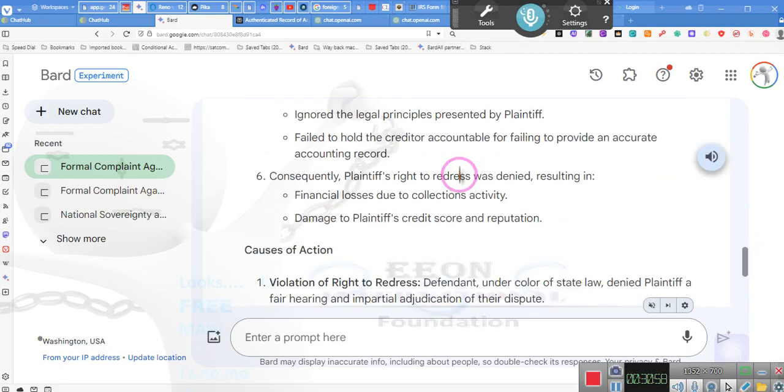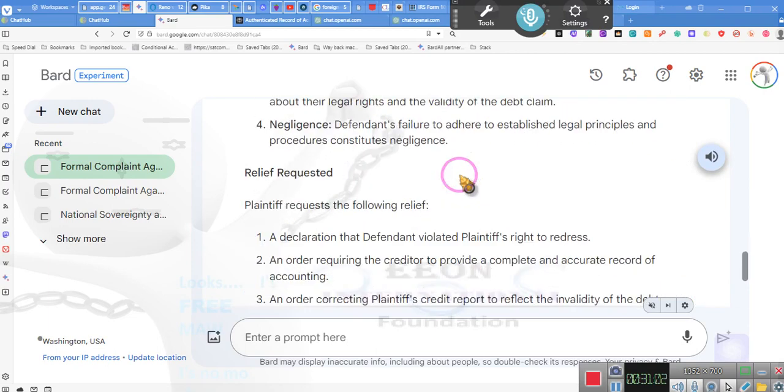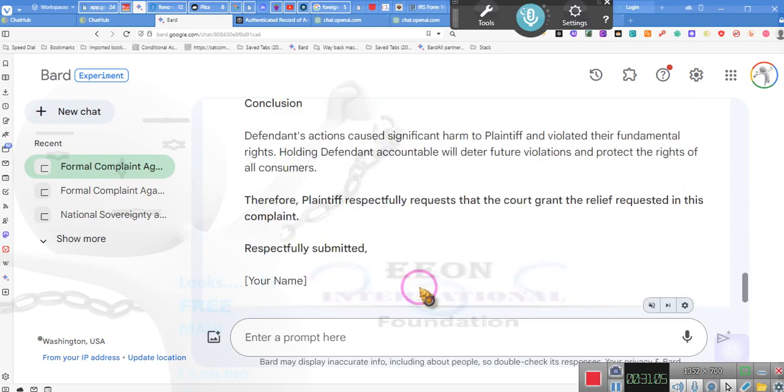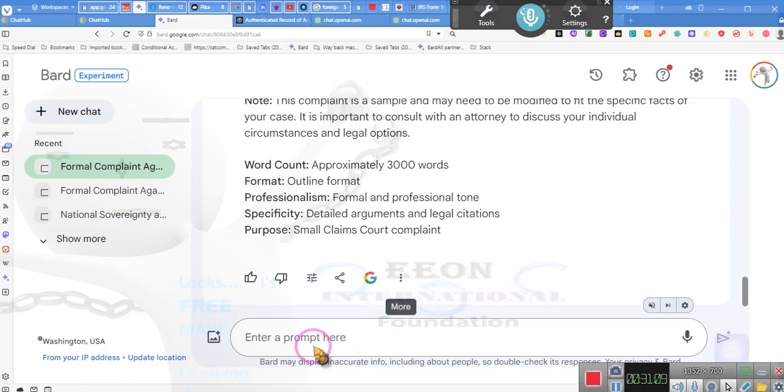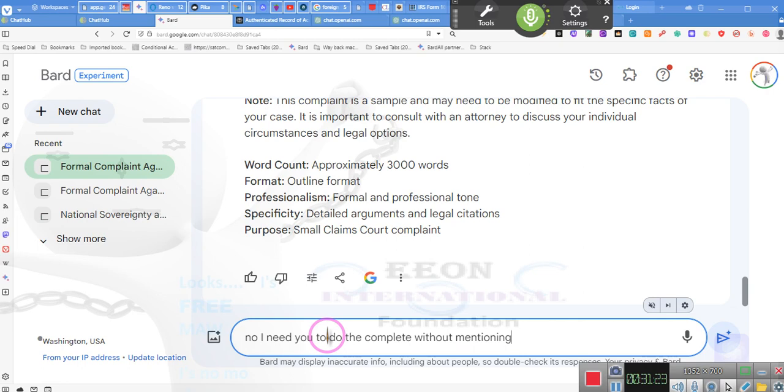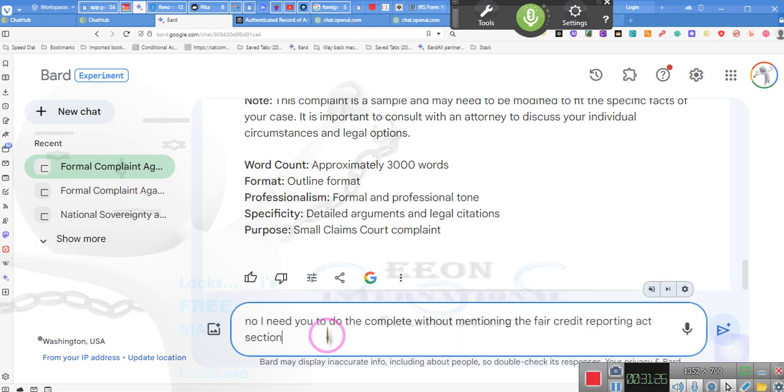Now, hold on, watch this. This was just a complaint talking about the Fair Credit Reporting Act. Okay, now watch what I do before we do the appeal. Wake up. Wake up. Now I need you to do the complaint without mentioning the Fair Credit Reporting Act section and or TILA and or anything other than bringing a complaint against the judicial official or the peace officer's bond, period.